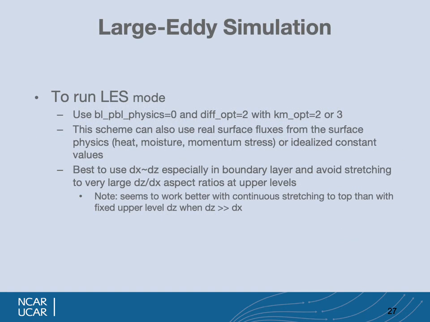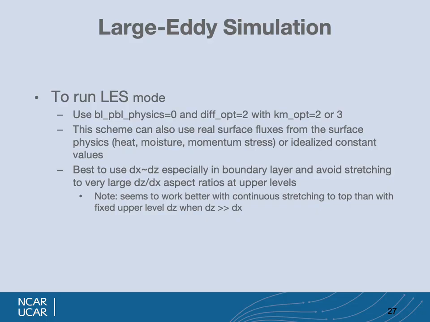So to run LES mode in the model, you have to turn off your PBL scheme, PBL physics option equals 0, and use diff_opt equals 2 to allow the vertical diffusion coefficient to be variable, and then km_opt equals 2 or 3, which are these more sophisticated ways of computing the K coefficients. This scheme can also be used for real surface fluxes, as I mentioned.